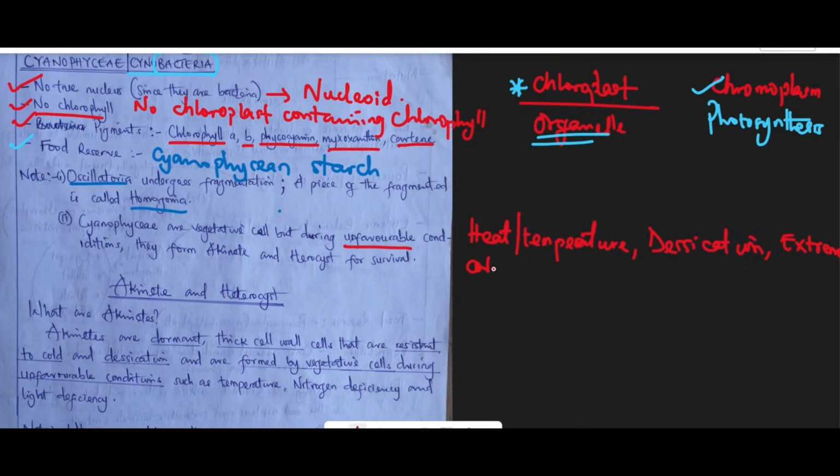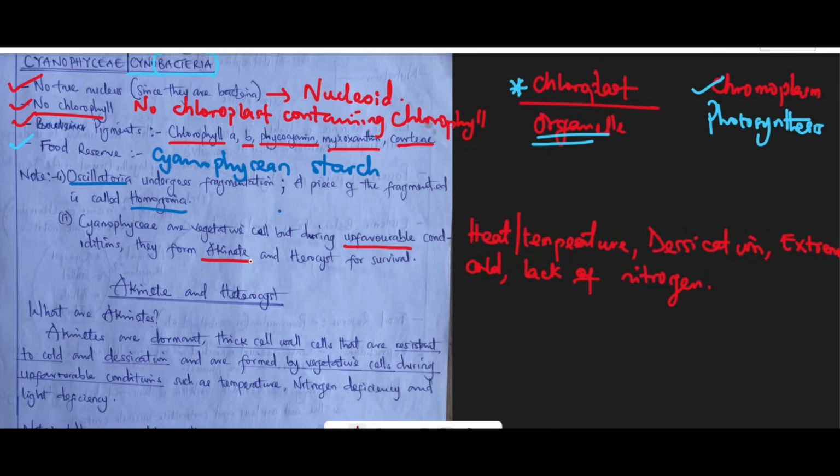Another unfavorable condition is when there's a lack of nitrogen, a lack of nitrogen as a form of nutrient. Okay? When these things happen, we say that the cell is undergoing an unfavorable condition. And so what does the cell do in response to that? It forms a thick wall around itself called an akinete.